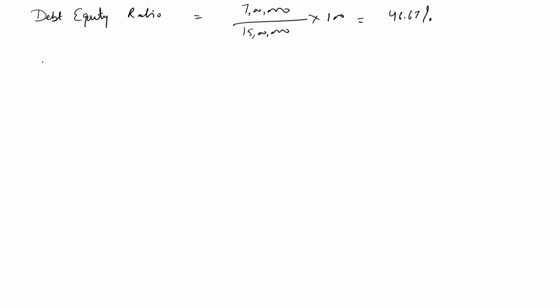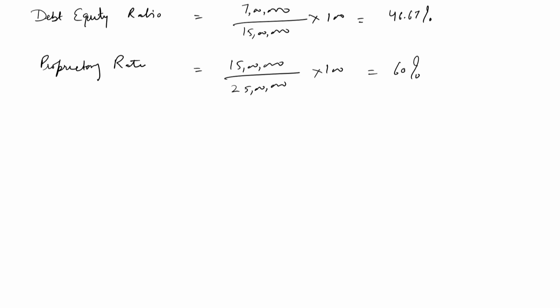Ratio number 2 in the question is the proprietary ratio, which is equal to the shareholders' fund upon the total assets. We have just computed the shareholders' fund, which amounted to rupees 15 lakhs, and divided by the total assets, fixed assets, long-term investments and the current assets amounting to rupees 25 lakhs. It comes to exactly 60%. It means shareholders' fund is more used by the company for financing its assets.